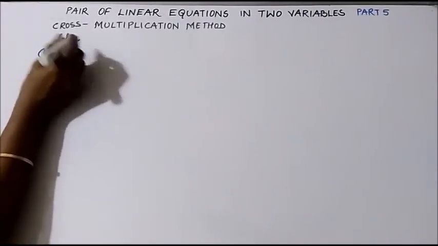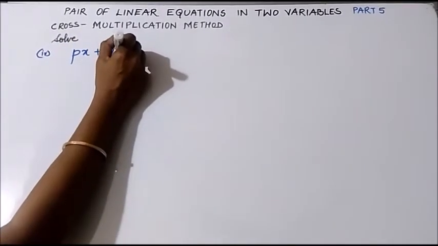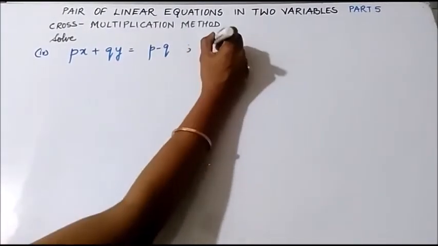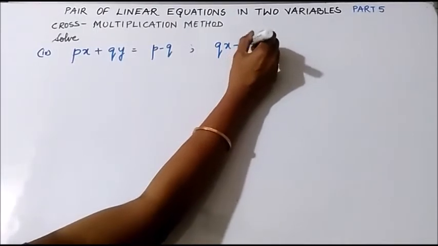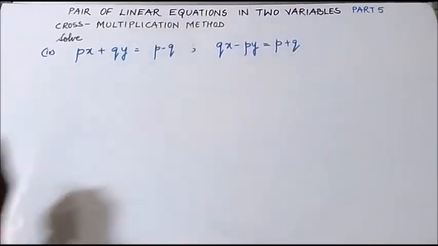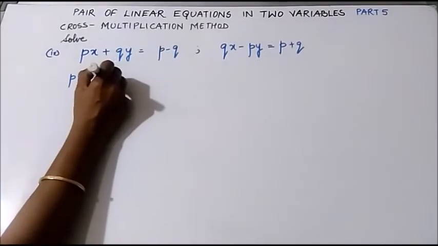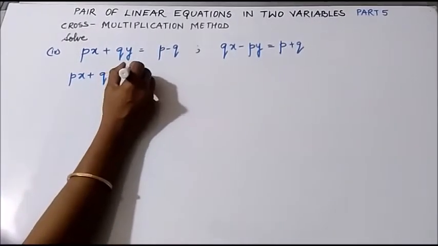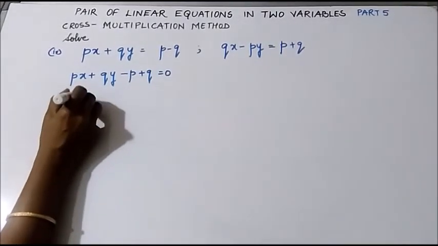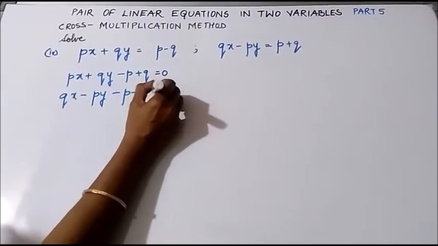Now the fourth question, solve px plus qy is equal to p minus q, and the second equation is given as qx minus py is equal to p plus q. Now this we will do by cross multiplication method. First of all, you have to write it in standard form, that is px plus qy minus p plus q is equal to 0. Here you will get qx minus py minus p minus q is equal to 0.